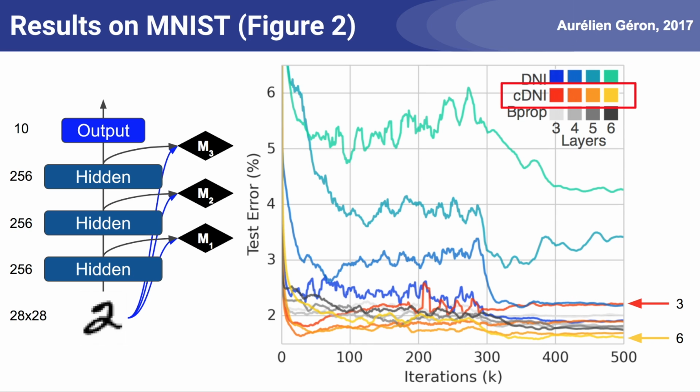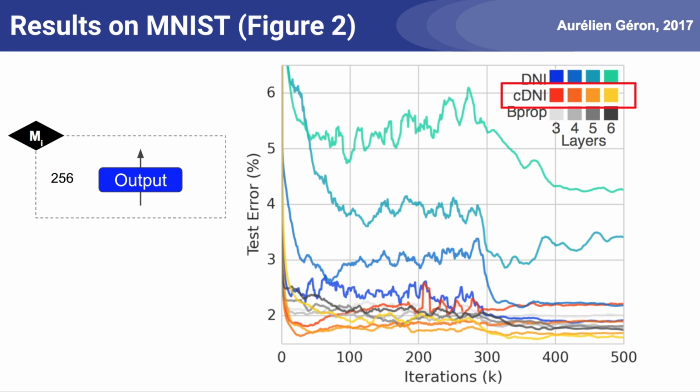Finally, they tried training the network using conditional DNI. The network gets better when you add more layers, and with 6 layers, it actually reaches the best performance overall. Moreover, as you can see, this is the fast learning architecture. It reaches less than 2% in just a few thousand iterations. Surprisingly, they used very simple synthetic gradient models without any hidden layers here.